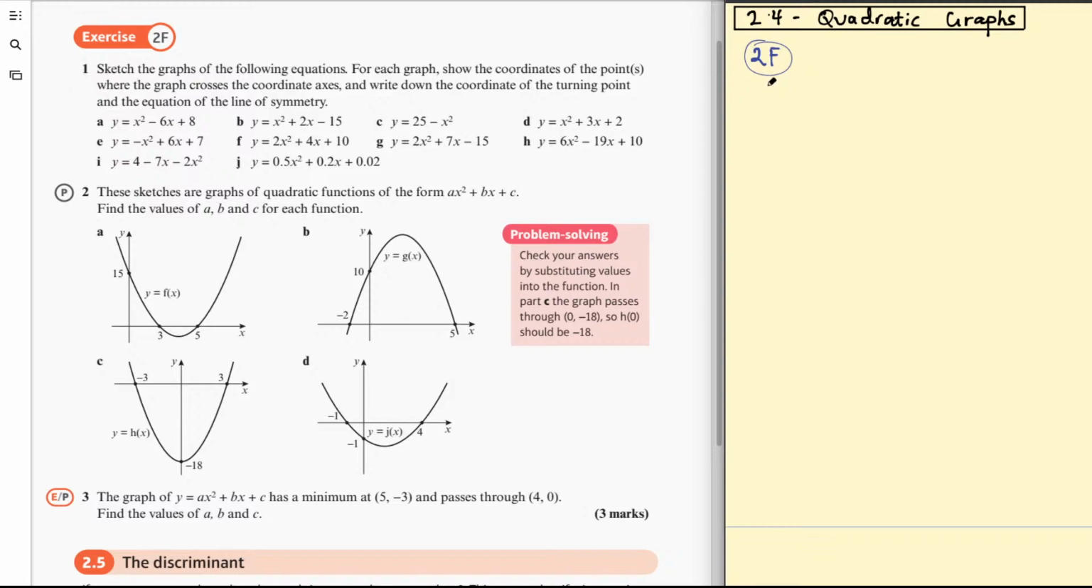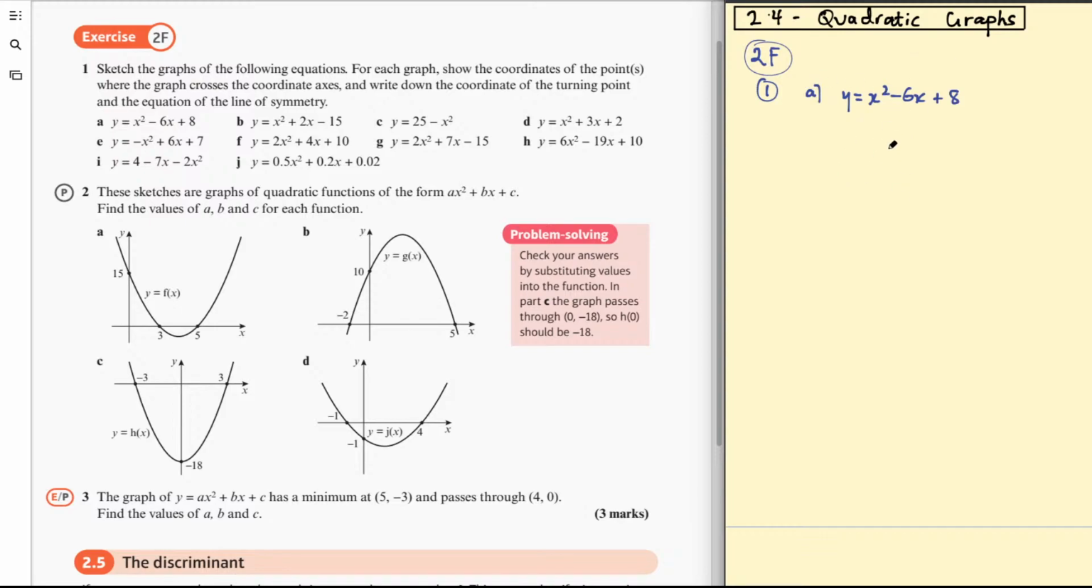So 1 says sketch the graphs of the following equations. For each graph, show the coordinates of the points where the graph crosses the coordinate axes. So that's the y and x intercepts, and write down the coordinates of the turning point and the equation of the line of symmetry. Okie dokie, so I might do the first 4 and then leave the rest. So A, y equals x squared take 6x plus 8.